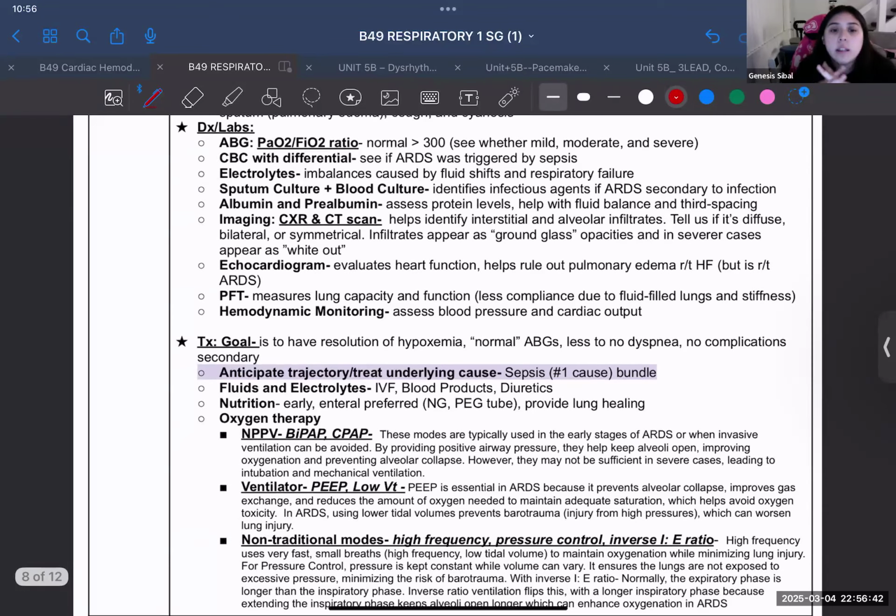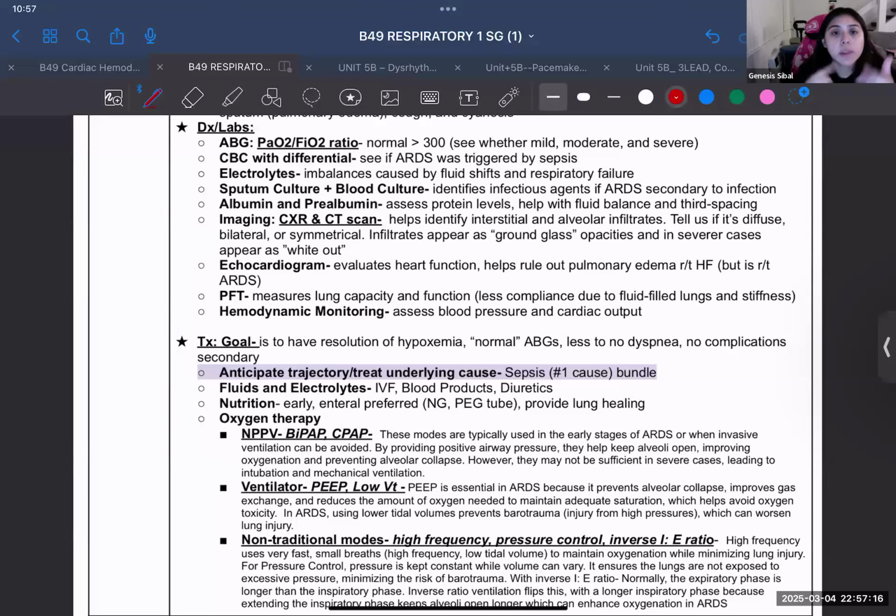In terms of diagnostics and labs, it basically follows the same thing as sepsis and understanding what you would do for an infection state, right? Because they're associated together. So of course, you're going to look at your ABGs so you know what your PaO2 and FiO2 ratio is, because you need the PaO2. And then the CBC, obviously, to see if you're seeing anything with sepsis, with WBCs and your neutrophils, all those different things. Electrolytes, always with fluid shifts. Sputum culture, blood culture, right? Obviously, we're talking about if it's secondary to an infection with sepsis.